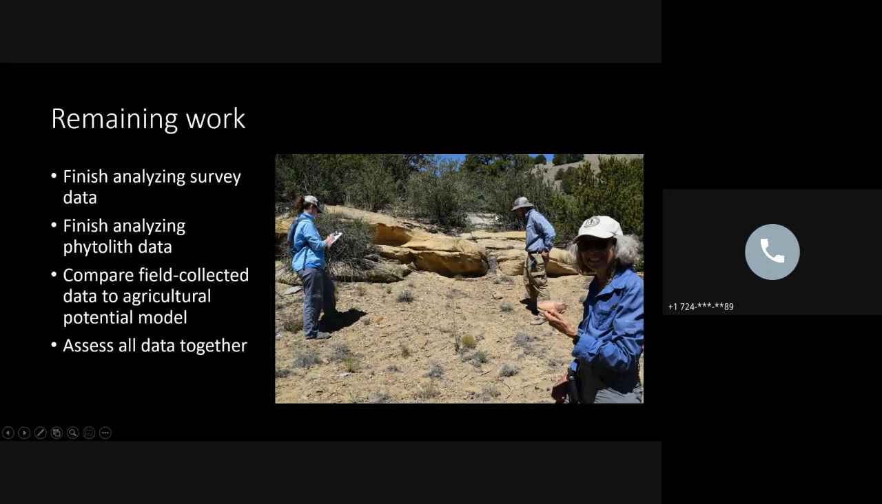So that's sort of where I'm at right now. The data's been collected, the samples are analyzed, with the exception of a few more phytolith samples, and so now I have to sit with all of it and make sense of it.